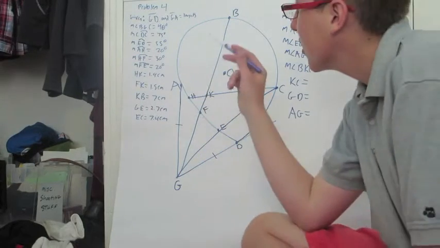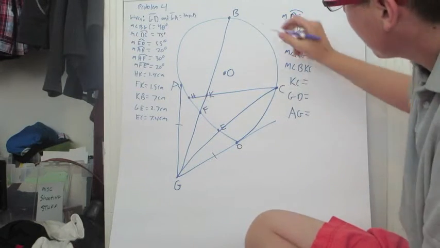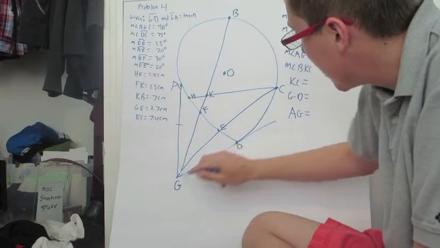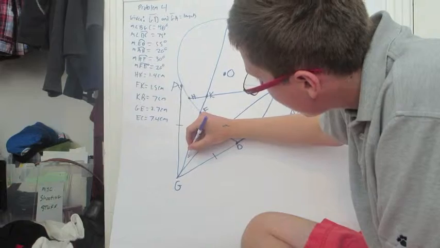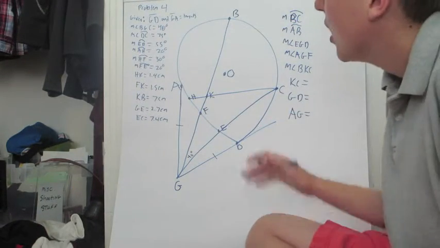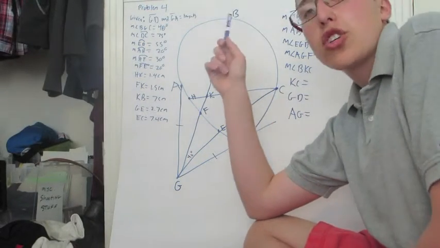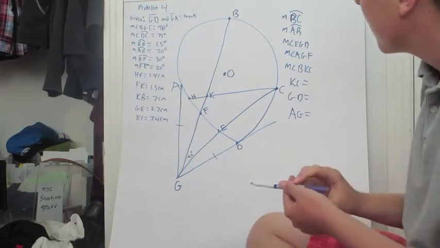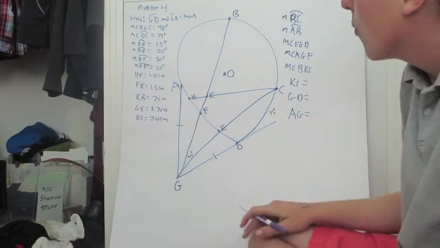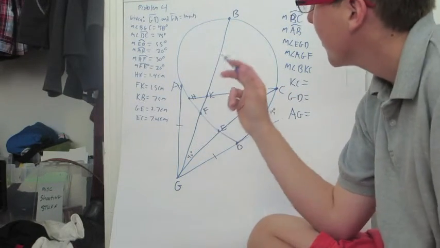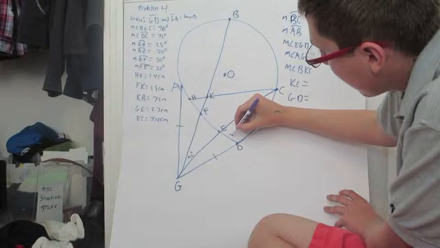The next given that we're given is that the measure of angle BGC is 40 degrees. So we'd put that BGC is 40 degrees. Another given is that the measure of arc DC is 75 degrees. So we should put that in. We also know that the measure of arc ED is 55 degrees.